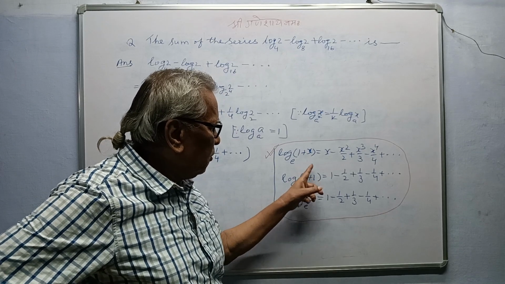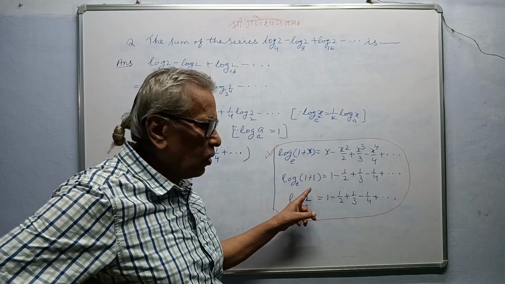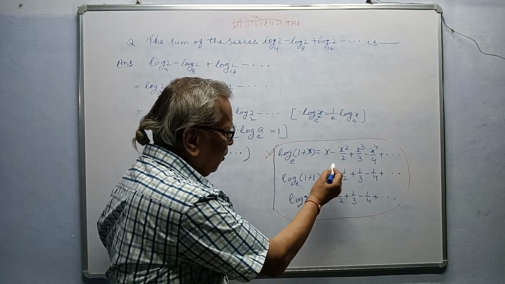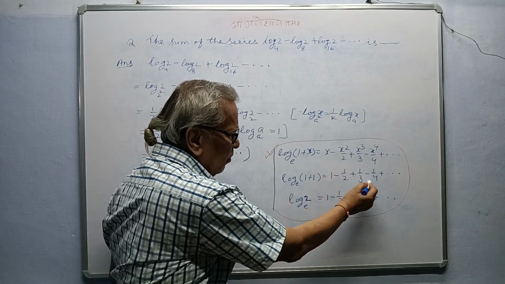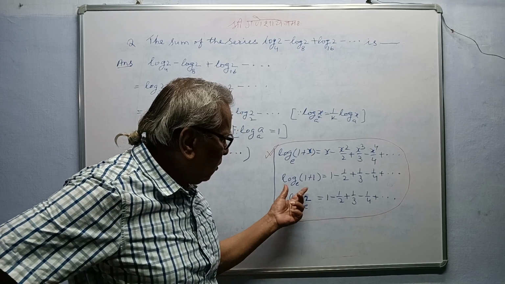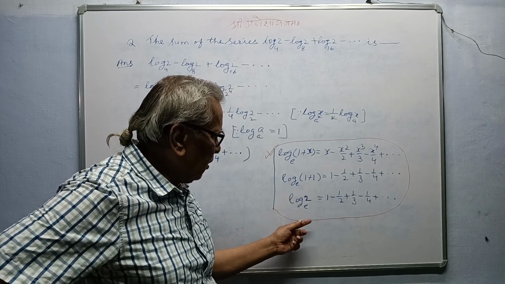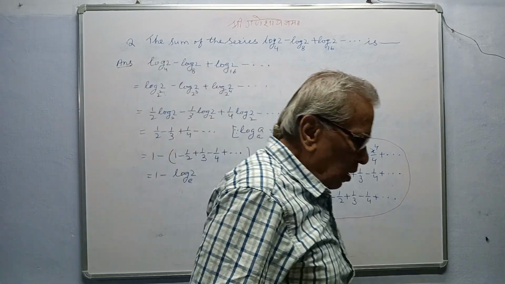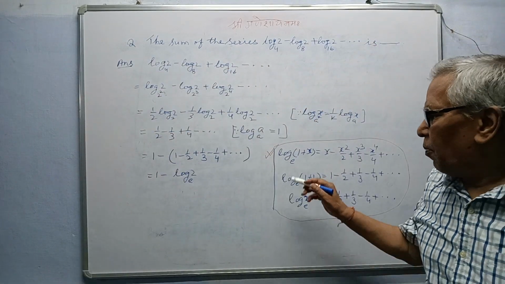We can put here x is equal to 1. So putting x is equal to 1, log 1 plus 1 to the base e is equal to 1 minus 1 by 2 plus 1 by 3 minus 1 by 4 plus dot dot dot. So this is equal to log 2 to the base e, 1 minus half plus 1 by 3 minus 1 by 4. This is a very important series.